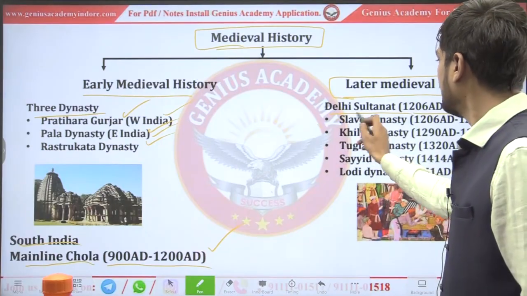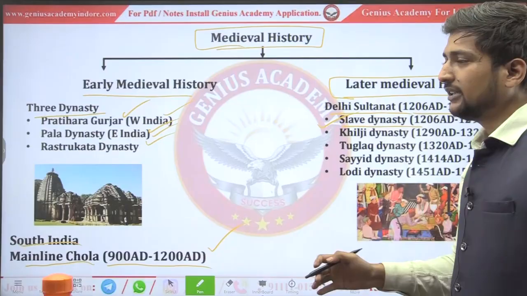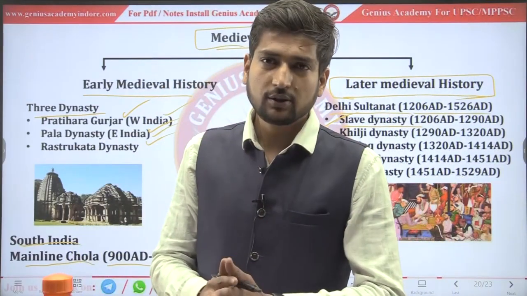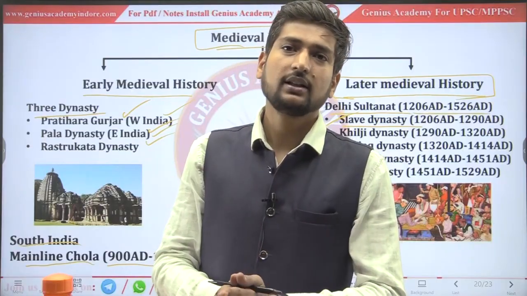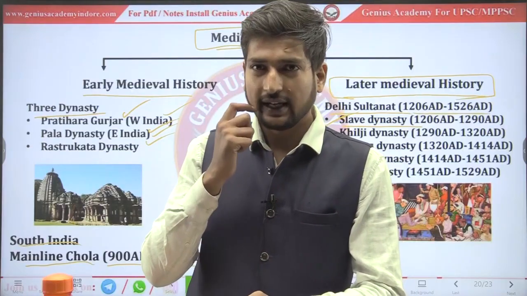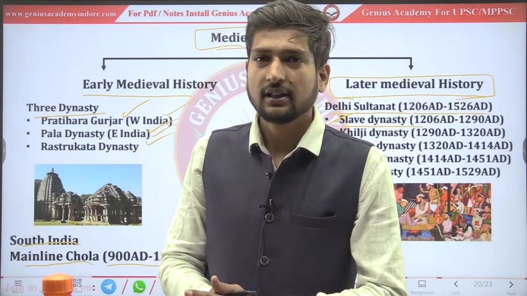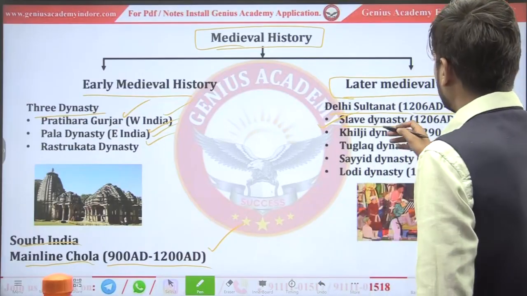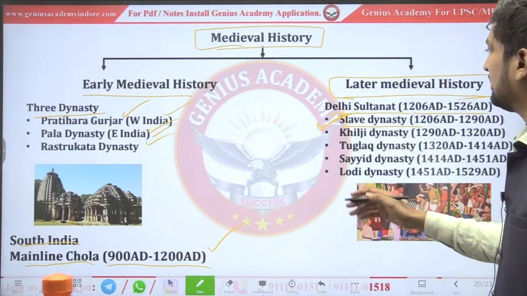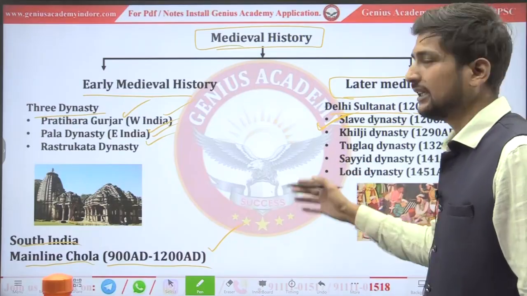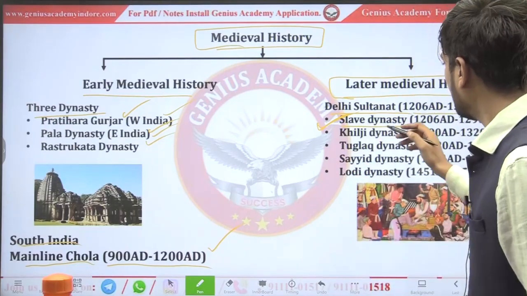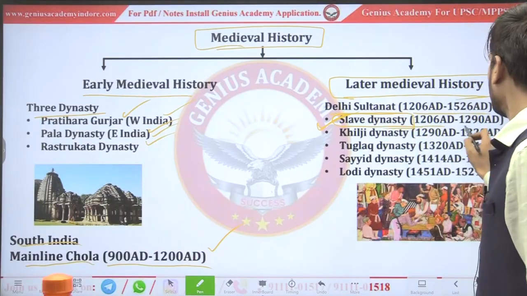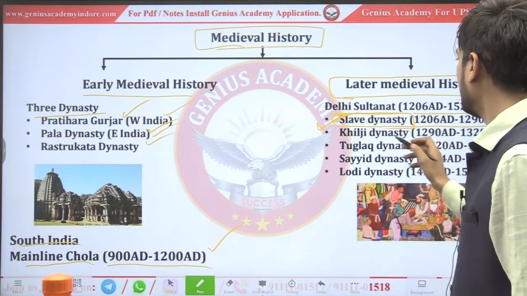So, the first dynasty is the Slave dynasty, when Muhammad Ghori attacked Delhi and defeated Prithviraj Chauhan. After that, he gave his slave permission to stay there in Delhi. On the basis of this, the dynasty is known as the Slave dynasty, and it ruled from 1206 to 1290 AD.